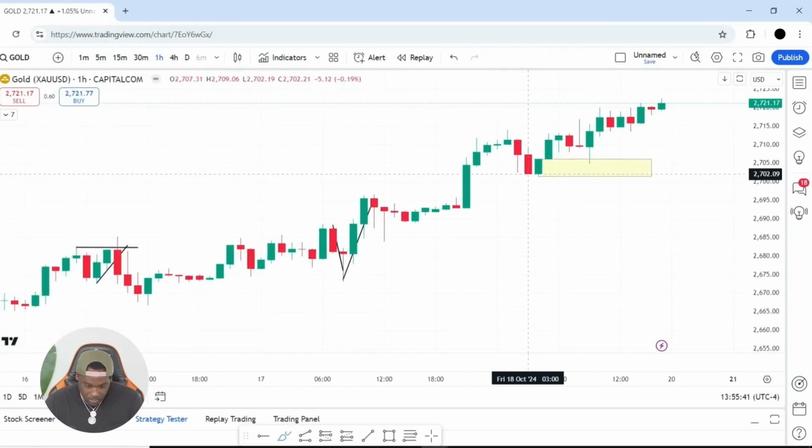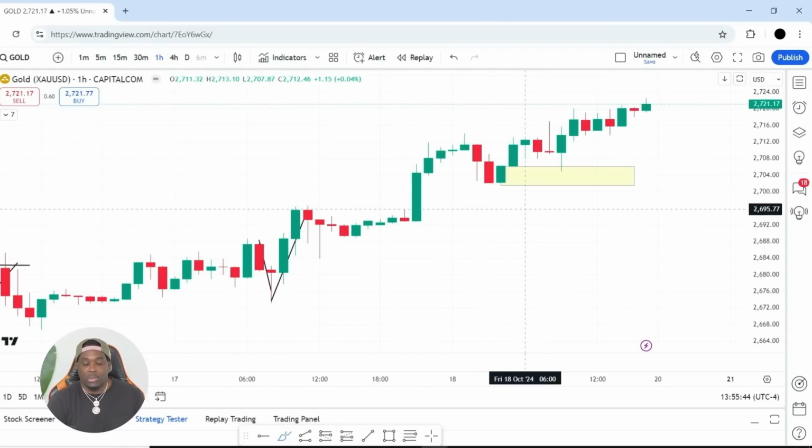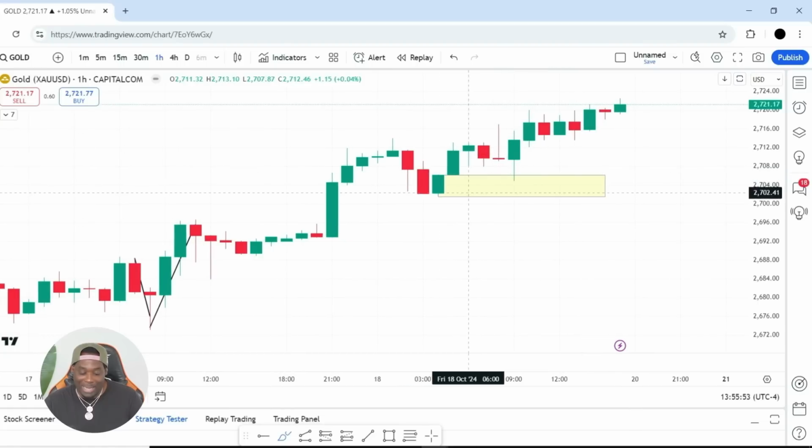So let me show you guys another example of a filter. This is the 1 hour chart, guys. This is gold, right? And basically, let's say that you're looking for a higher time frame supply and demand. We are at the 1 hour chart, and we're looking for the market to create a demand level, and then we're looking for the market to pull back to that demand level.